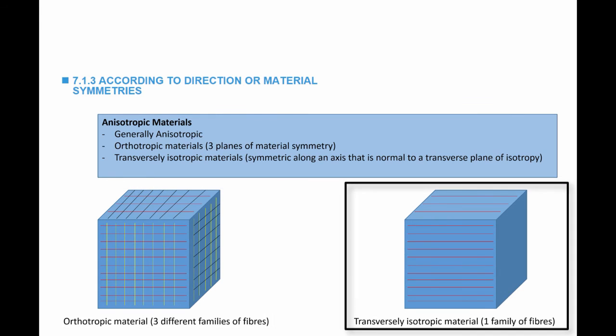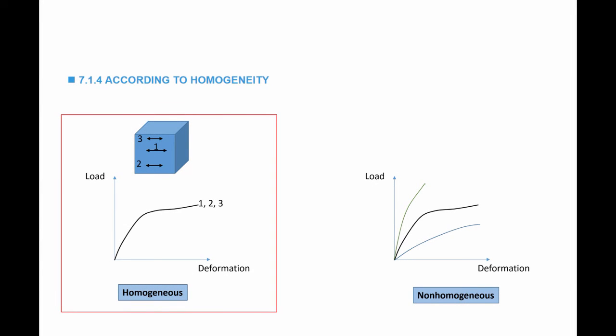On the other hand, the material on the right, if it's made out of an isotropic material with a family of fibers oriented in one direction, then this family of fibers will change the response in this direction. The response in this direction will be different from the response perpendicular to the direction of the fibers. This material is transversely isotropic, and during the lecture we're going to go through examples of orthotropic materials and transversely isotropic materials. The next type of classification is according to homogeneity.